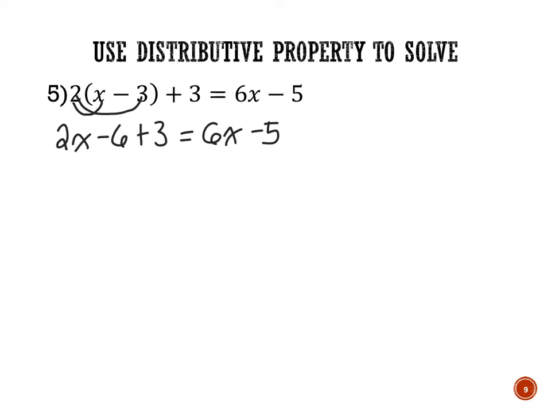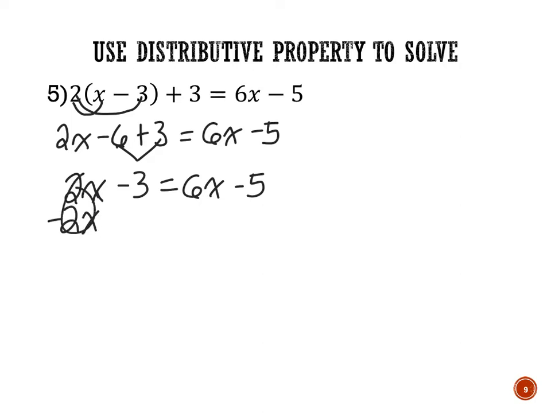Now I need to combine like terms. Negative 6 plus 3 gives me negative 3, so 2x minus 3 equals 6x minus 5. This time, I'm going to bring my 2x from the left to the right. So I'm going to subtract 2x from both sides. So I have negative 3 equals 6x minus 2x, which is 4x, minus 5.